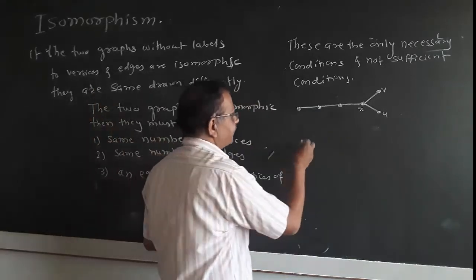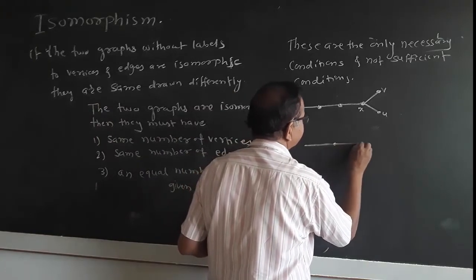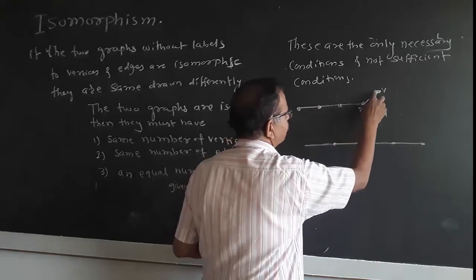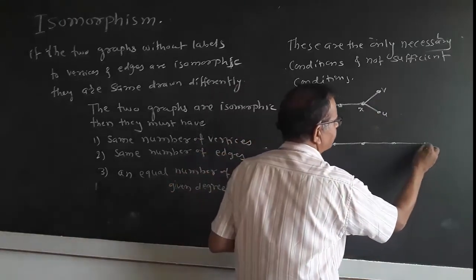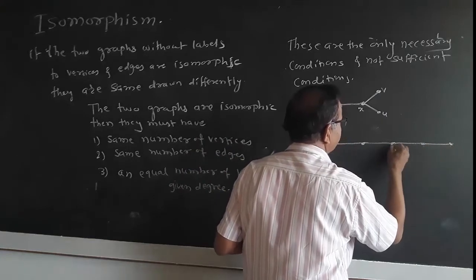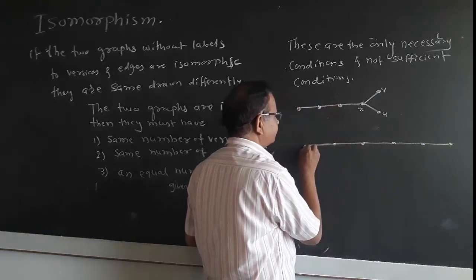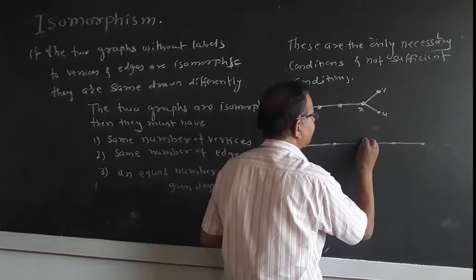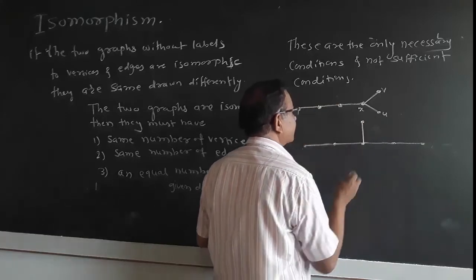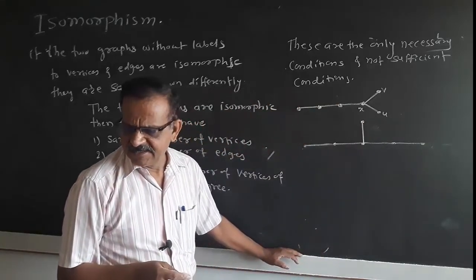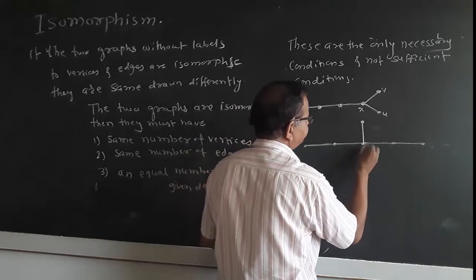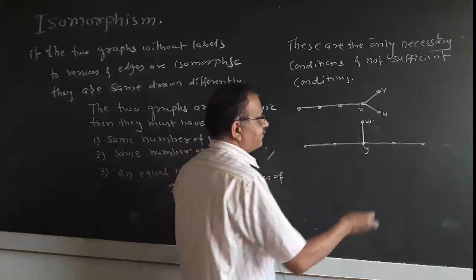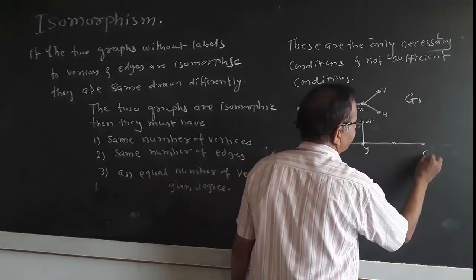And the second graph I shall draw: one, two, three, four, five, and this is a sixth vertex. We shall name these vertices X, Y and W. See here, this is the graph G1, this is graph G2.